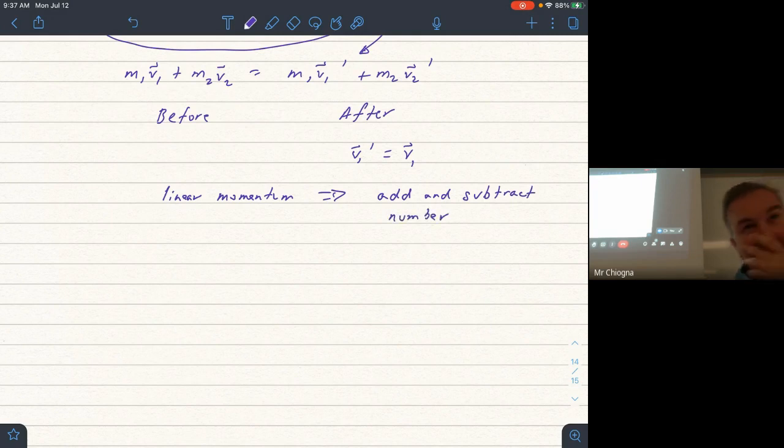What's coming after the break is 2-dimension, where it's not simply adding and subtracting. 2-dimension means the vectors are not parallel. They're in different directions, so we need to break them up into components. Okay, now we look at number 1.